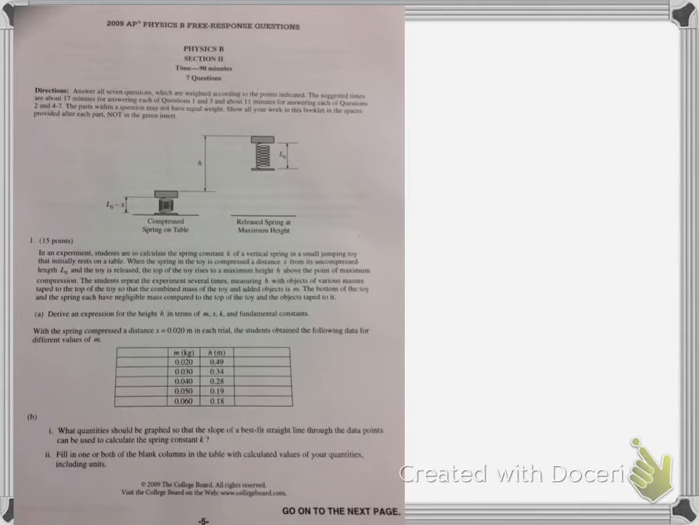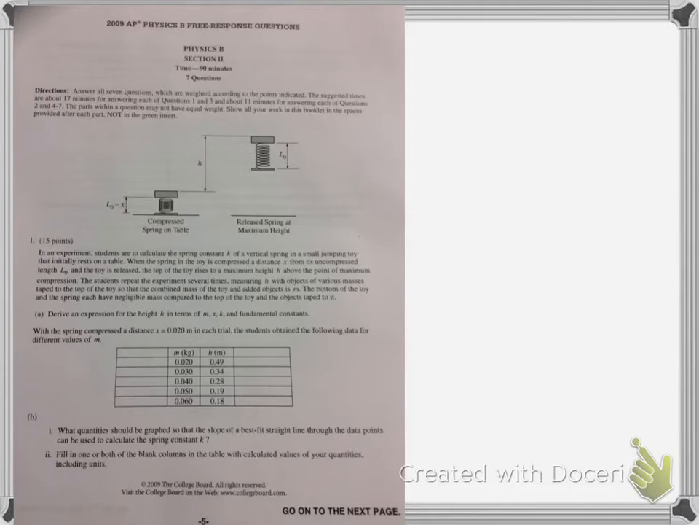The students repeat the process several times, measuring the height with objects of various masses taped to the top of the toy, so that the combined mass of the toy and added objects is m. The bottom of the toy and the spring each have negligible mass compared to the top of the toy and the objects taped to it. So we are only considering the mass of the objects that they're taping to the top here.